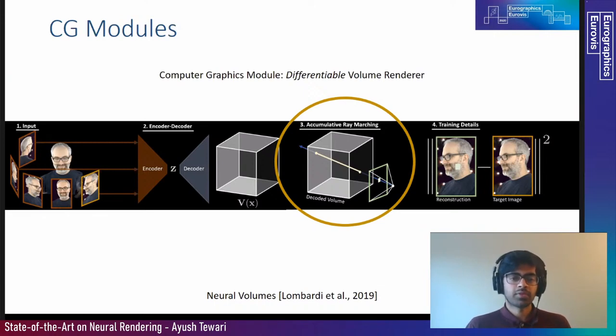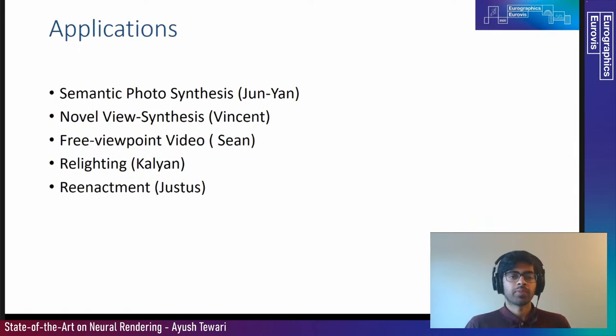So this is an example of how computer graphics techniques can be used to come up with interesting neural rendering approaches. As I said, we have several other axes to classify the different methods, so please look at our paper for more details. With that, let's take a deeper dive into neural rendering by looking at its different applications. And we will start with Junyan.